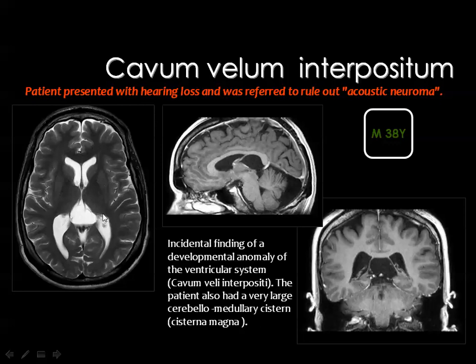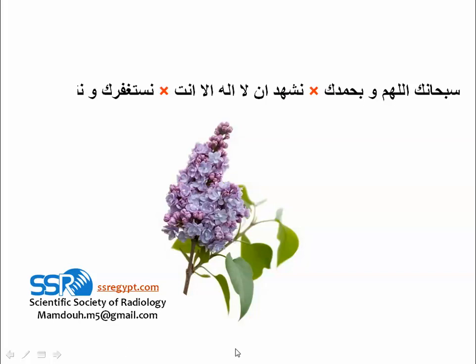You need to remember that the quadrigeminal cistern has four corners: the retrothalamic on the left, the retrothalamic on the right, and the superior cerebellar on the back, and the velum interpositum anteriorly above the third ventricle. This velum interpositum may enlarge and contain CSF, and at that time we call it cavum velum interpositi. And this is also a normal variant where you can see a collection of CSF in the anterior part of the quadrigeminal cistern.